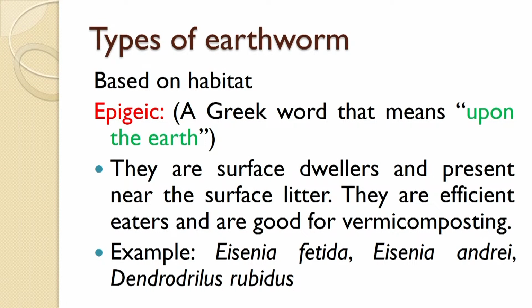Next, based on habitat, we can divide the earthworm into three groups: epigeic, anecic, and endogeic. The first group is epigeic. Epigeic means upon the earth, and they are surface dwellers. They are present in the surface litter and are efficient eaters, and they help convert various types of surface leaf litter and other organic waste into vermicompost, which is why they are very good for vermicomposting. In this group come Eisenia foetida, Eisenia andrei, and Dendrodrilus rubidus.